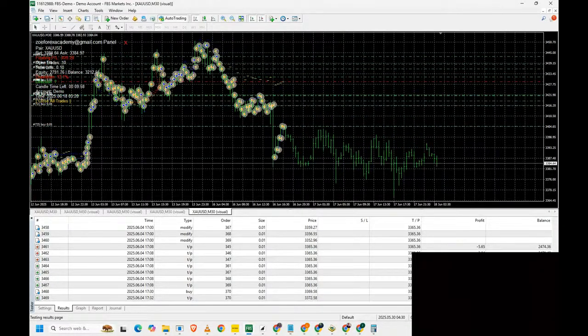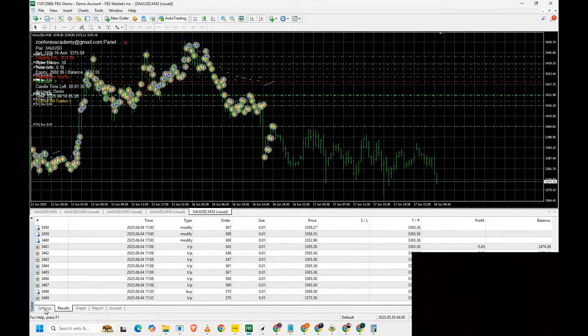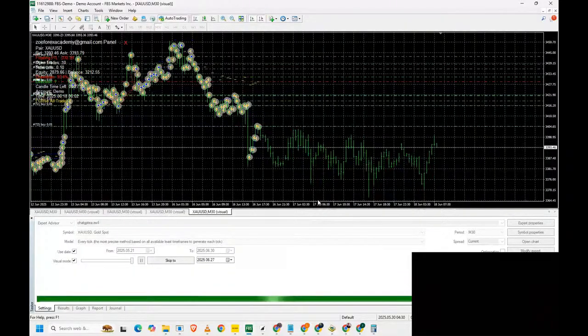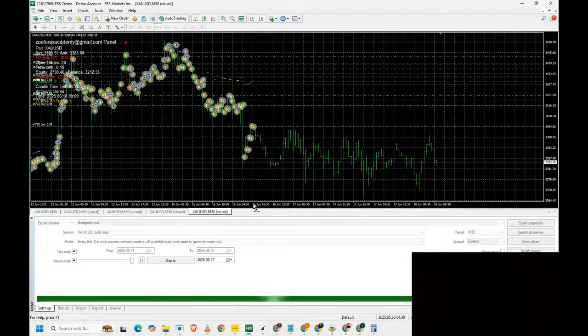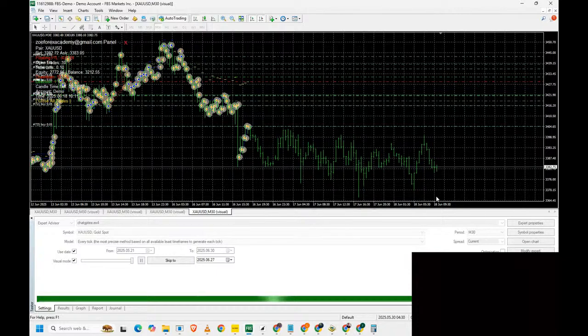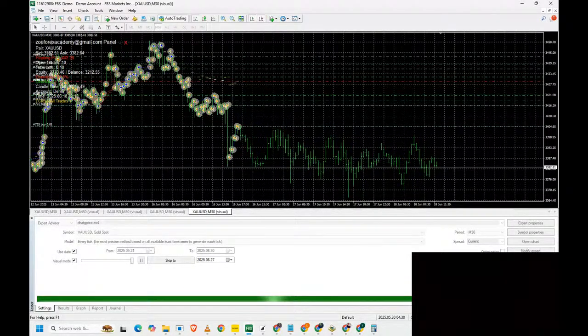Well, whatever. It's holding on to this trade. This is too long. Between the 16th and 18th, it has taken no single trade. I'm not comfortable with that. So let me stop the bot.